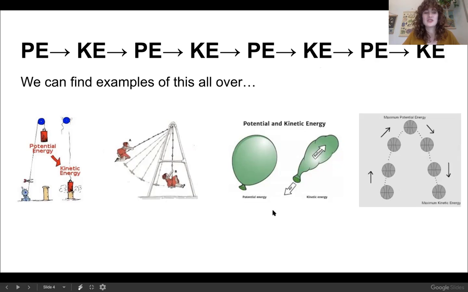Now, it doesn't just happen with gravity swinging back and forth. It can also happen with our other type of potential energy, which is elastic. I'm looking for my rubber band, and I can't find it. Oh, because I flung it across the room.